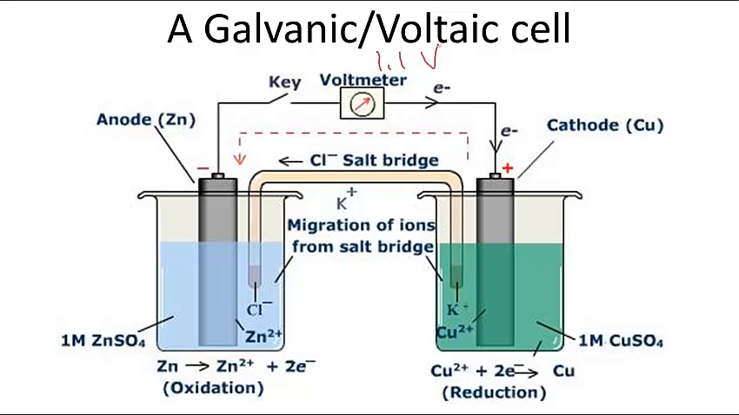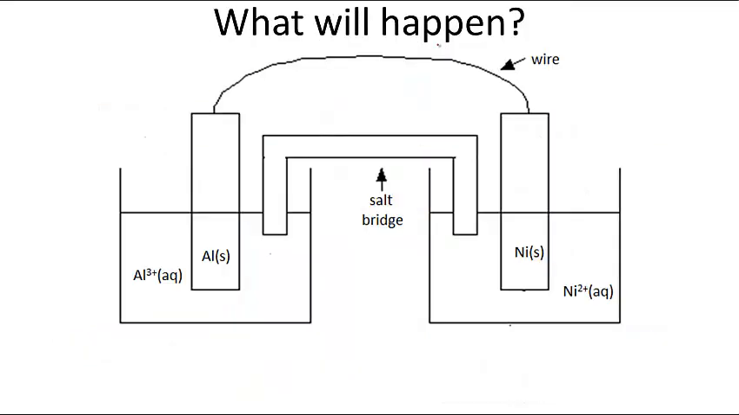So I want you to predict now what's going to happen here. So here's what you do. You look at your standard reduction potentials. You look at your half reactions. You decide from these half reactions which is oxidation and which is reduction, and then tell me what's going to happen.